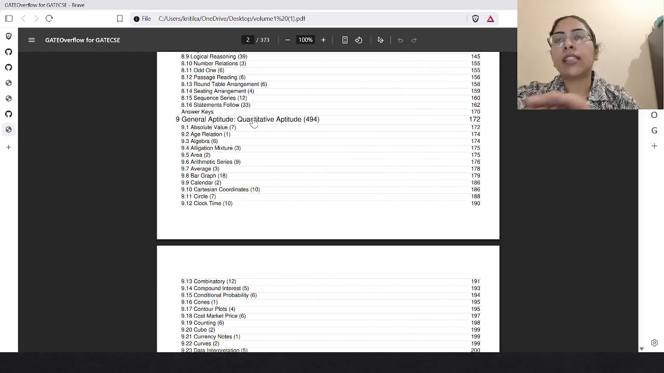You will see that there is general aptitude, quantitative aptitude, 494 questions. Here you will find absolute value, age relation, algebra, allegation mixture, area, arithmetic series, averages, bar graph, calendar, circle, clock time, combinatorics, compound interest, conditional probability, cones, counter plots, counting cubes. This way, data interpretation. This way, you will get here topic by topic.